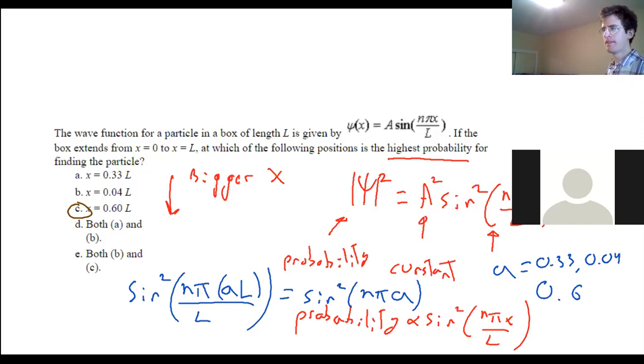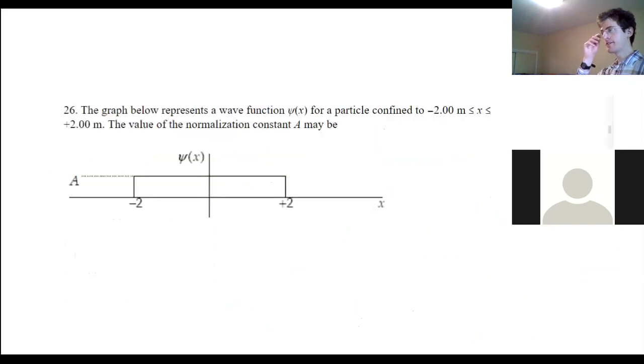Okay. So here we're shown a wave function, and the particle is confined between -2 meters and 2 meters. So the particle is stuck inside under the wave function. If you look at the amplitude, it flattens afterwards, so we cannot ever find the particle out here or here. It can only ever be found between -2 and 2. And we need to find what the normalization constant is.